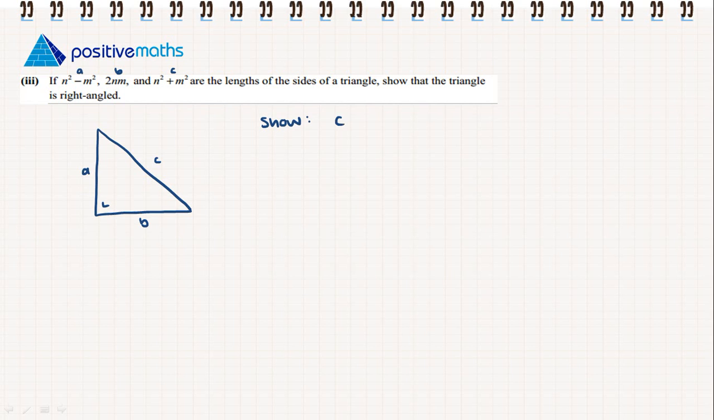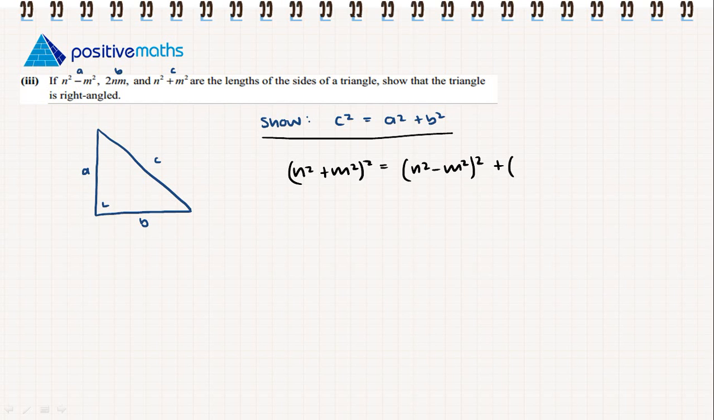So again, we're going to show that c squared is equal to a squared plus b squared. So instead of c squared, we have (n squared plus m squared) squared. A squared is going to be (n squared minus m squared) squared. And b squared is going to be (2nm) squared. So we're going to get rid of the brackets on both sides and see if we can simplify. What we want to end up with is whatever is on the left, we want it to be equal to whatever we have on the right.